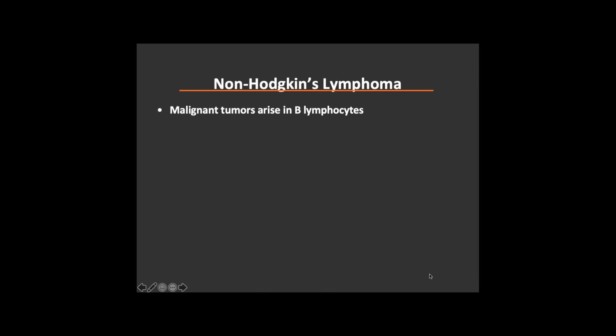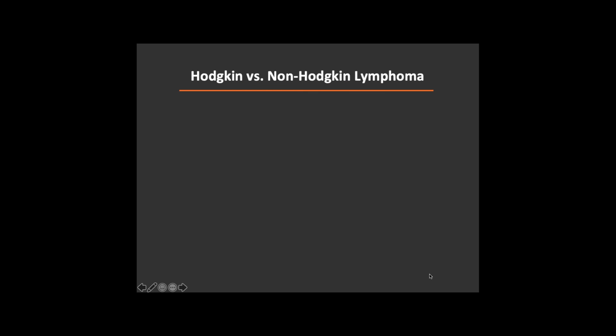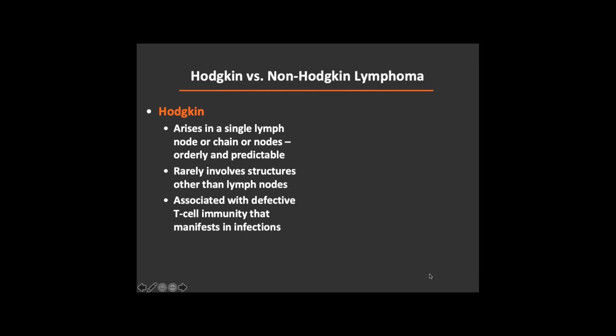Now, non-Hodgkin's lymphoma is a malignant tumor. It arises in B lymphocytes. Lymph nodes are the primary site of this. And so if we look at Hodgkin's versus non-Hodgkin's, we know that Hodgkin's usually arises in a single lymph node, typically in the neck. It rarely involves other lymph nodes, and it's associated with defective T cell immunity.